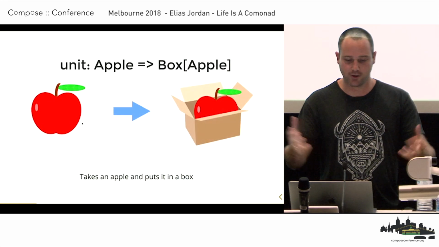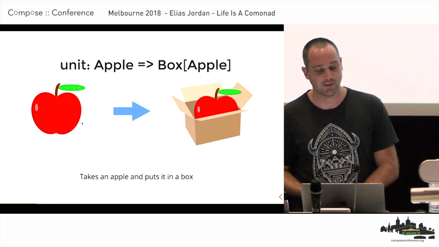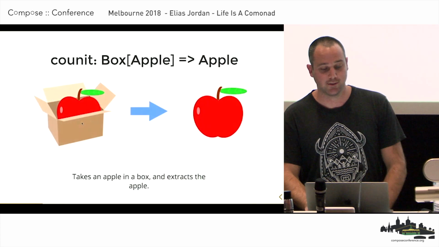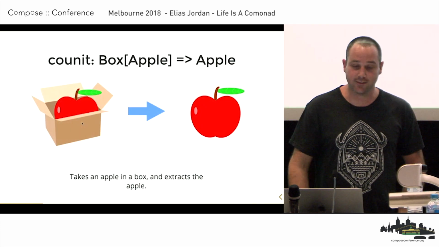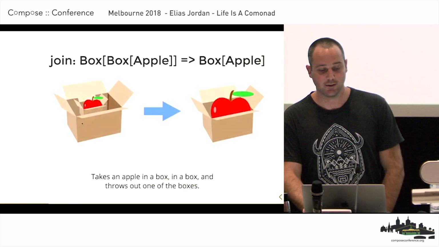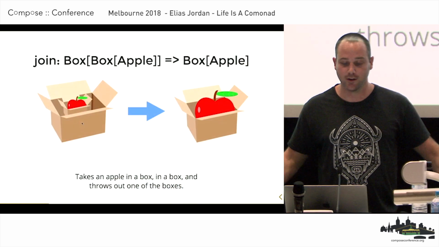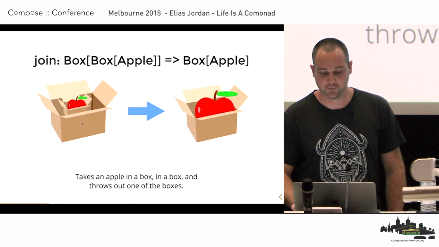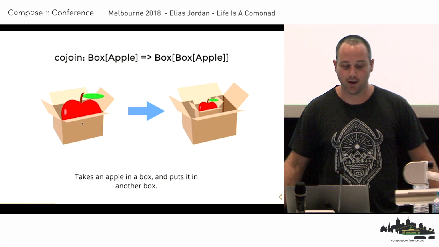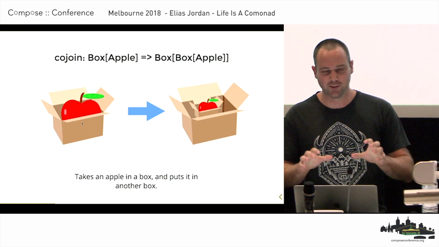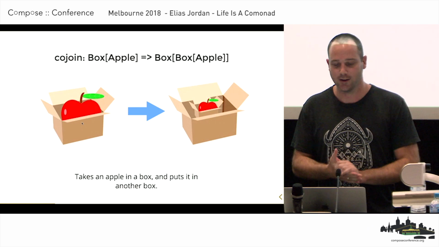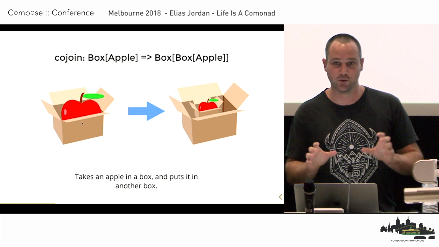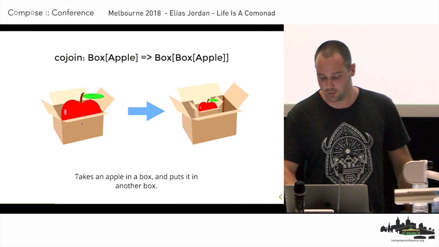So this obligatory analogy. Unit from a monad takes an apple and puts it in a box. Co-unit from a comonad takes the apple out of a box. So join from monad in some sense throws out one of the boxes or merges them together in some way. And then co-join adds an additional box. I know this is where this analogy falls down a little bit because it doesn't really convey the details of what co-join does, which is really where the meat of the comonad is, but we'll dig into that more as we go along.